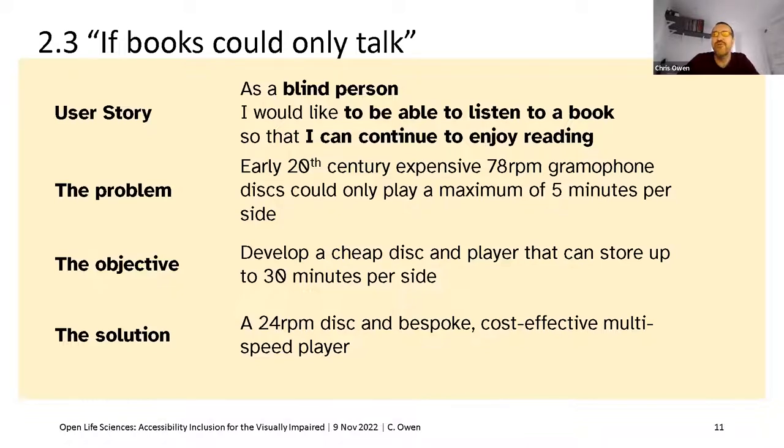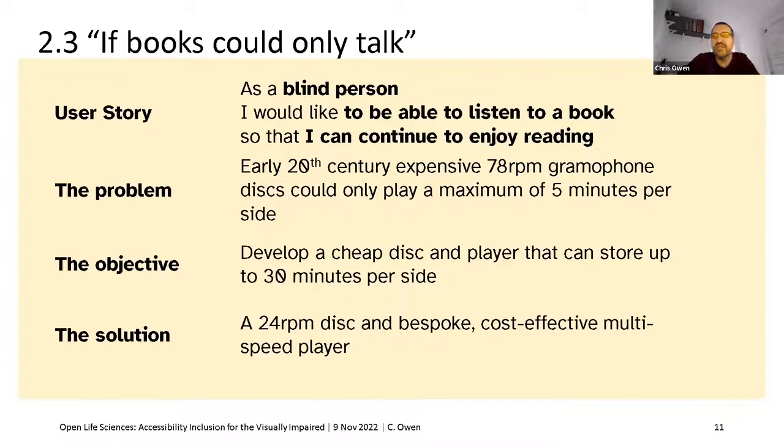So the objective of the team who worked on it, in conjunction with what is now the Royal National Institute of Blind People, or the RNIB, was to develop a cheap disc and a player, and the disc had to store up to 30 minutes per side. That reduced those 58 discs down to 10. So what they built was a 24 RPM gramophone disc, with the grooves pulled closer together. They also needed to build a multi-speed player, so it played 24 RPM but could also play your original 78s, 45s, and other types of discs in use at the time.